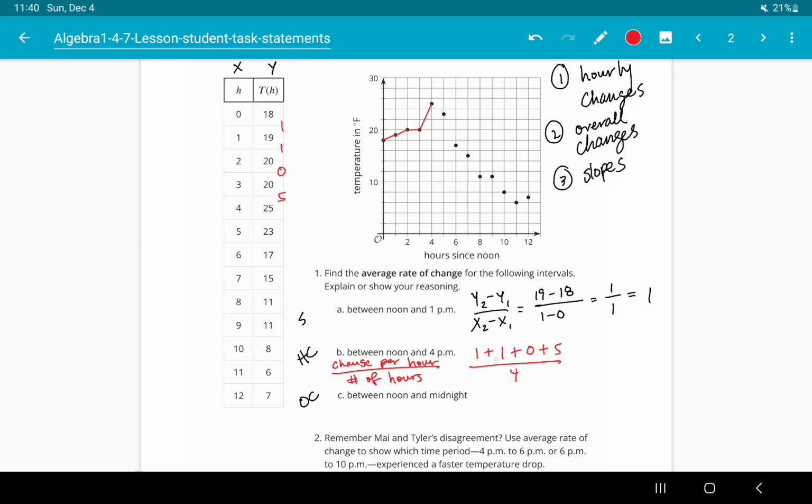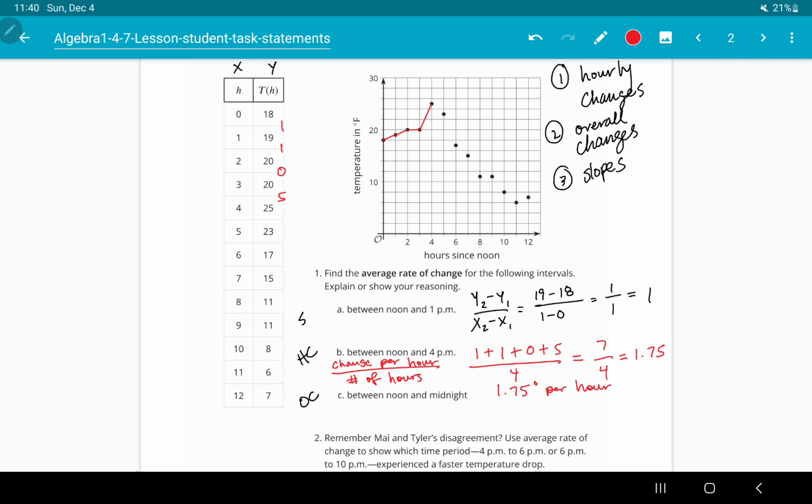Okay, so this is going to give us 1 plus 1 plus 5. So that's 7 divided by 4. We can represent that as a decimal, 1.75. So that's 1.75 degrees per hour. So I'll write that right here, 1.75 degrees per hour.